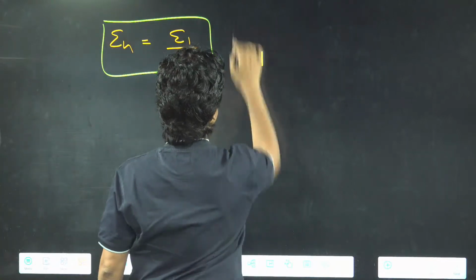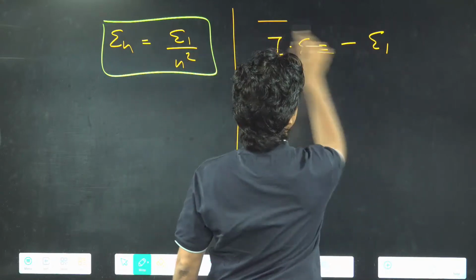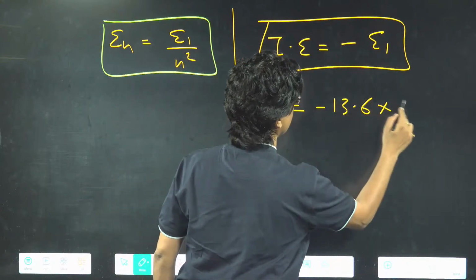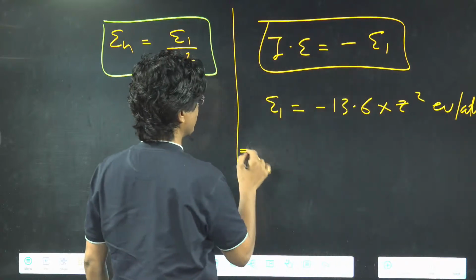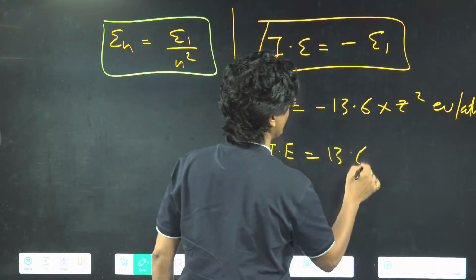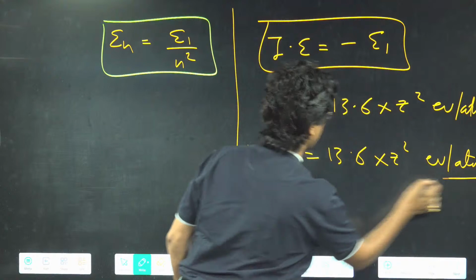Okay, now the second one was that ionization energy is what? Minus of E1, if you remember that. I told you E1 was minus of 13.6 into Z square electron volt per atom. So if you understand that, can I say IE, ionization energy, will be equal to 13.6 into Z square electron volt per atom. Is that clear?